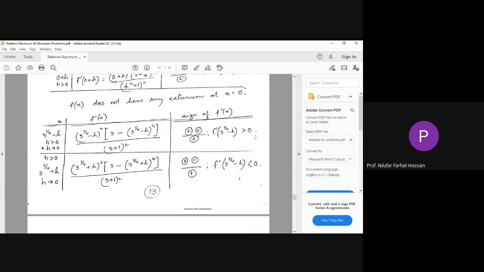So the derivative here is positive. Now you take 3 to the power 1 by 4 plus h. This is a whole square, so definitely it will be positive.